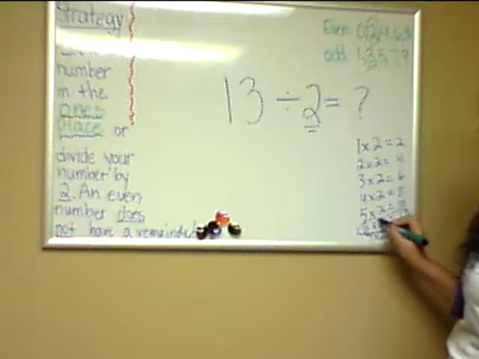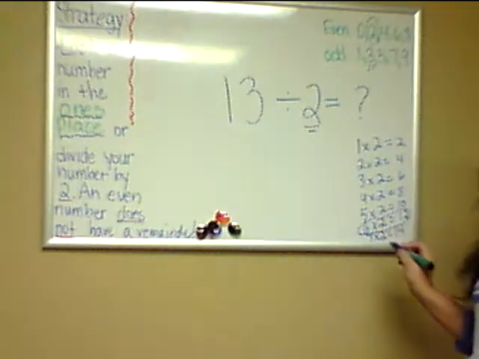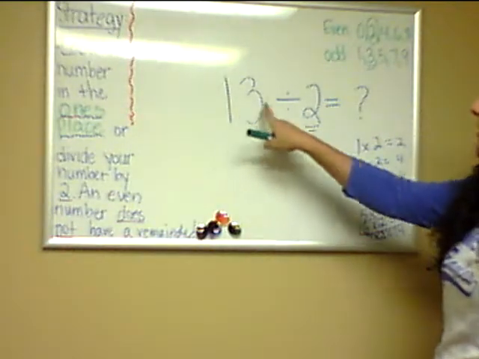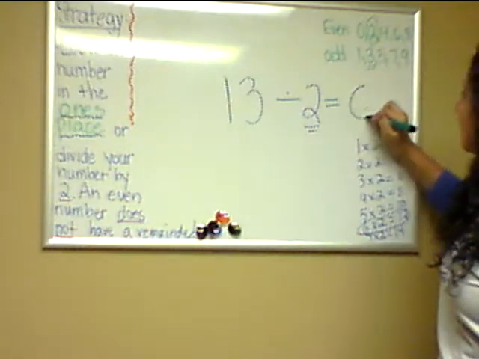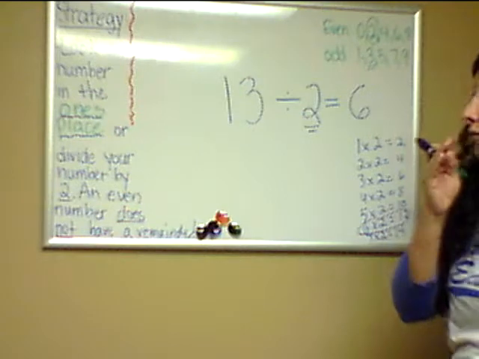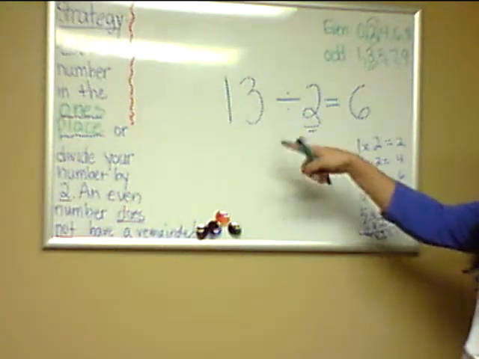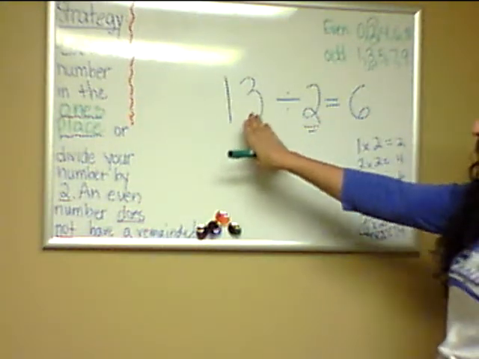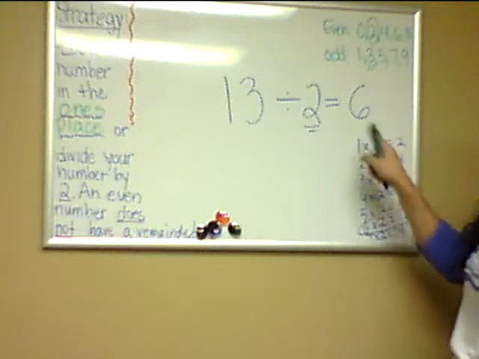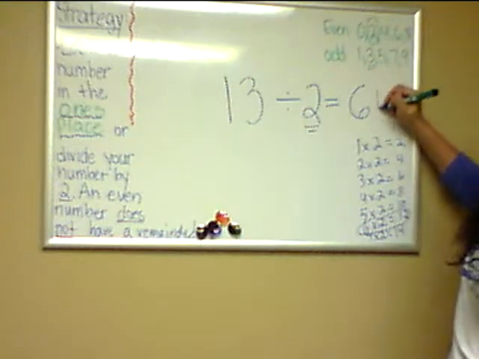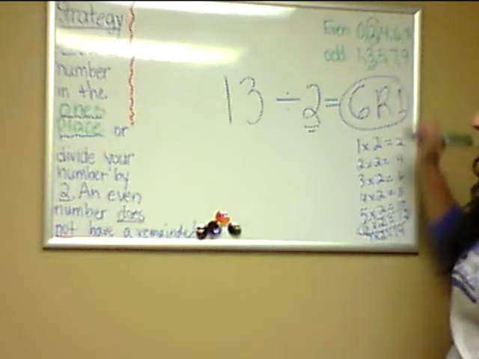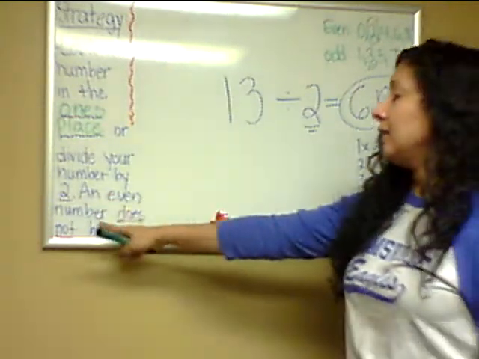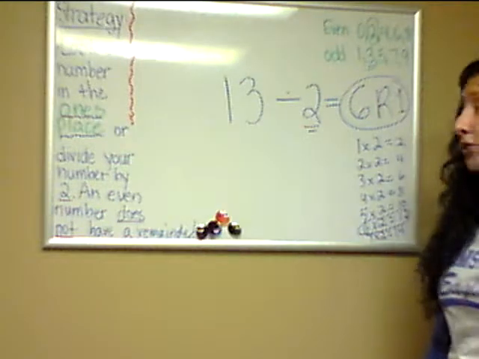So we found the closest fact is 6 times 2 is 12. So that means 13 divided by 2 equals 6. But we have a remainder, right? Because we couldn't evenly divide 13 by 2. 6, remainder 1. Our strategy says an even number does not have a remainder.